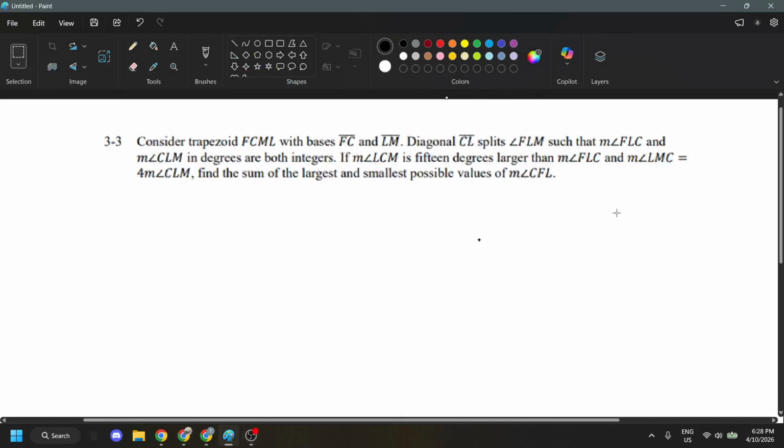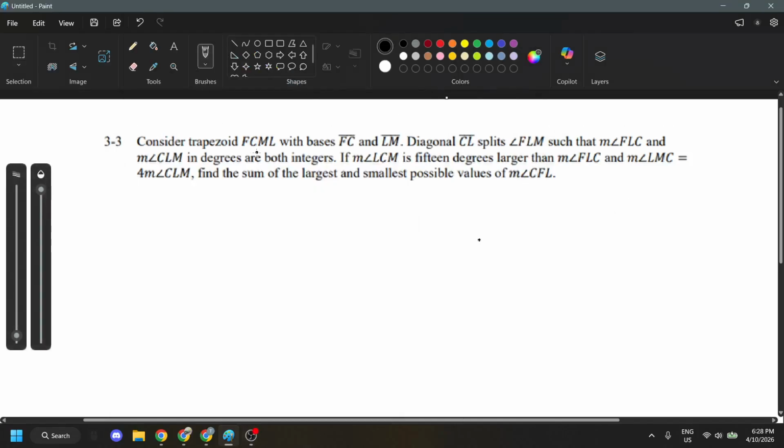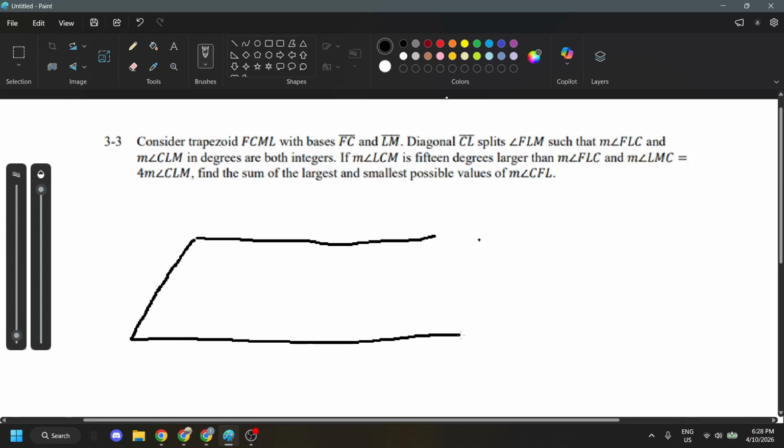Hey guys. Okay, so this question is another trapezoid. Consider trapezoid FCML with bases FC and LM. So FCCL.